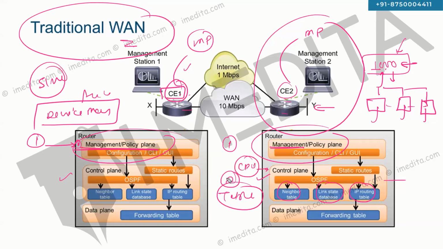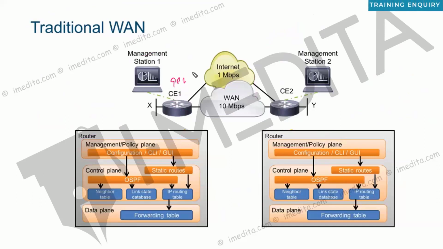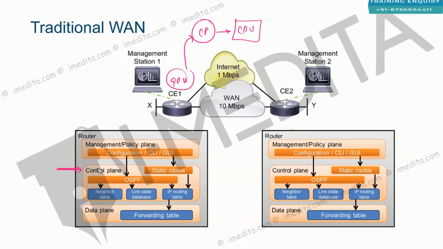Control plane tasks mean CPU-intensive tasks. Everything that is generated on the device is generated at the control plane, or we can say it is generated by the CPU of that particular device. The purpose of the control plane is to create a variety of tables such as the neighbor table, database table, routing table, and so on.